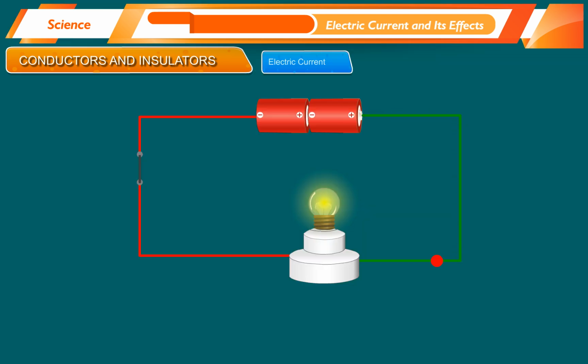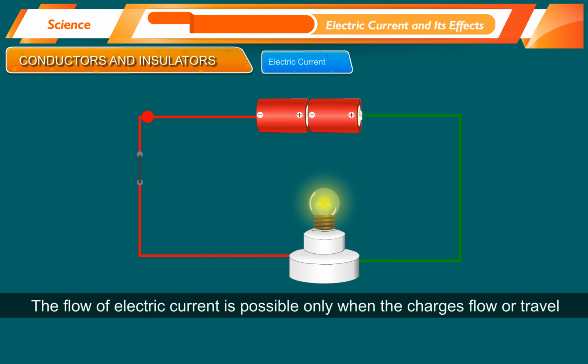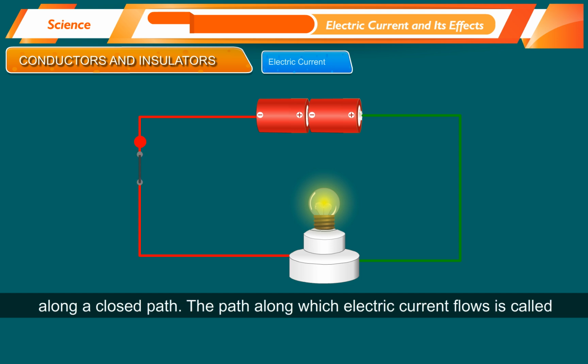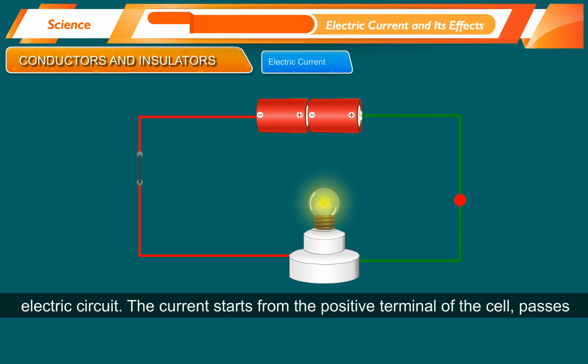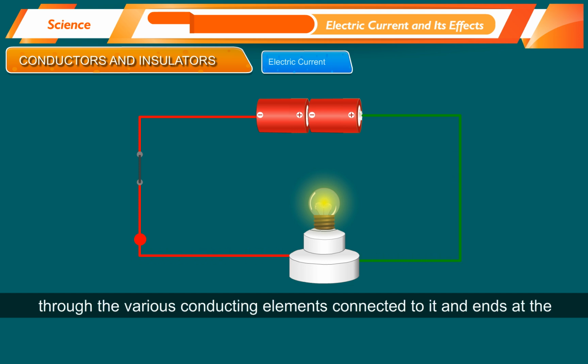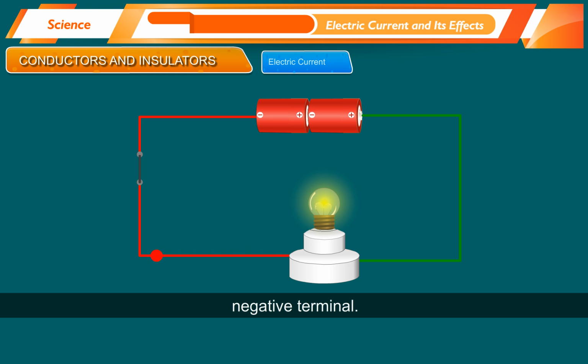Electric current. The flow of electric current is possible only when the charges flow or travel along a closed path. The path along which electric current flows is called an electric circuit. The current starts from the positive terminal of the cell, passes through the various conducting elements connected to it, and ends at the negative terminal.